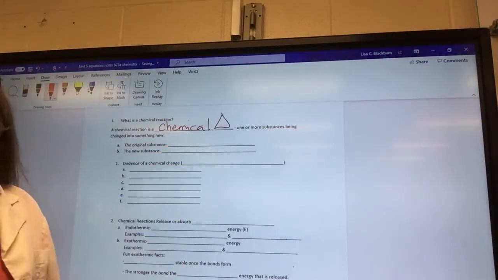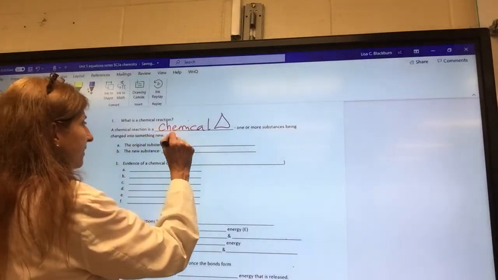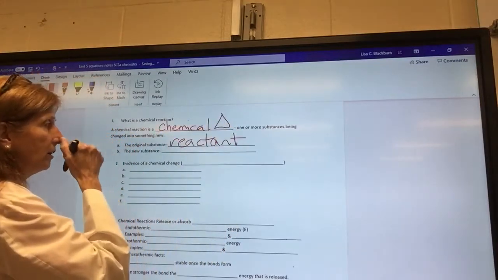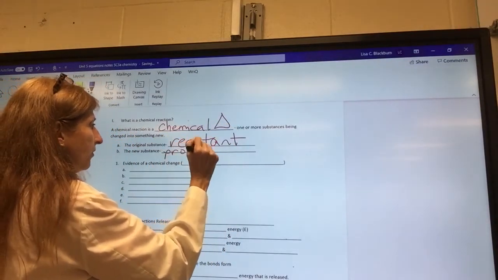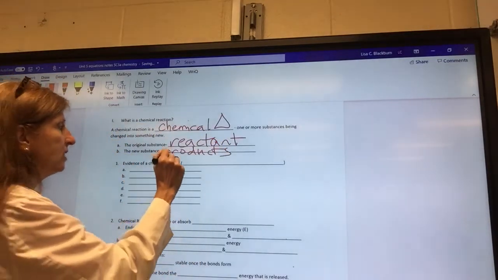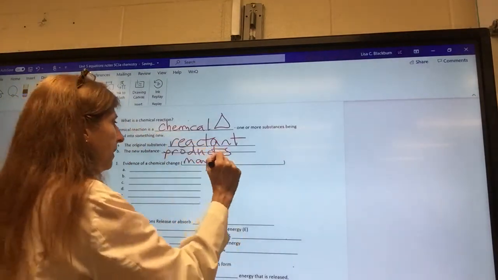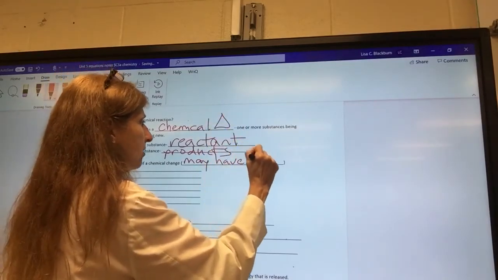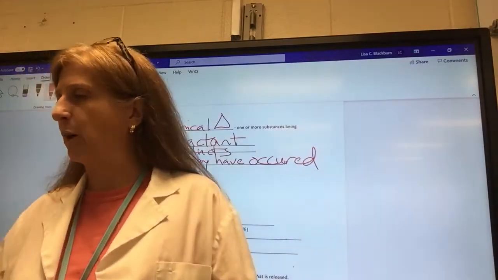What is the original substance called? The reactants, yes. And what's the new substance called? Products. Sounds like you're making something at a factory. Products. Now, the evidence a chemical change may have occurred. Sometimes it's hard to tell if a chemical change has happened or not.